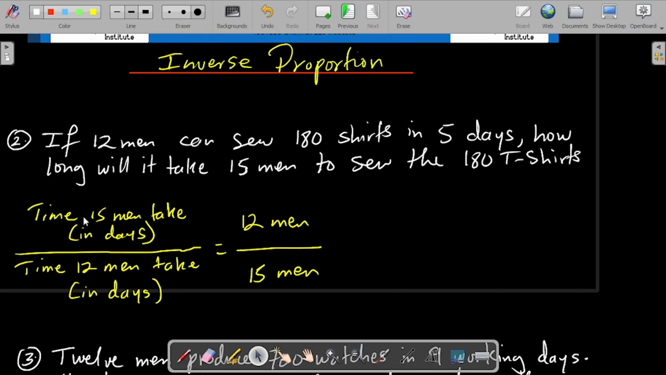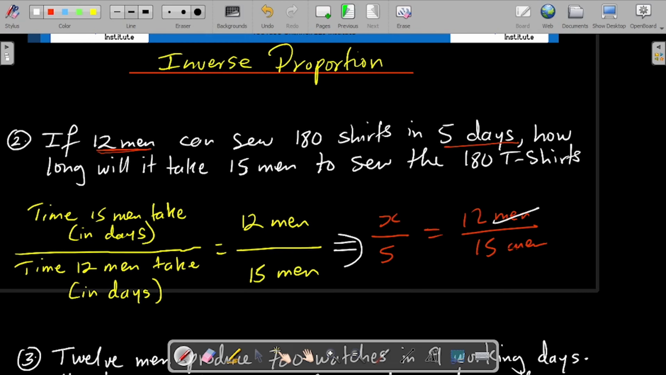So let's carry this equation over. The time taken by 15 men, we're gonna let that equal x. So we're gonna put x over the time taken by 12 men. Well, the question tells us 12 men can sew the 180 shirts in 5 days. So we're gonna put 5 here because 12 men take 5 days, and that's equal to 12 men over 15 men, and these two here would cancel off, and then we can cross multiply.